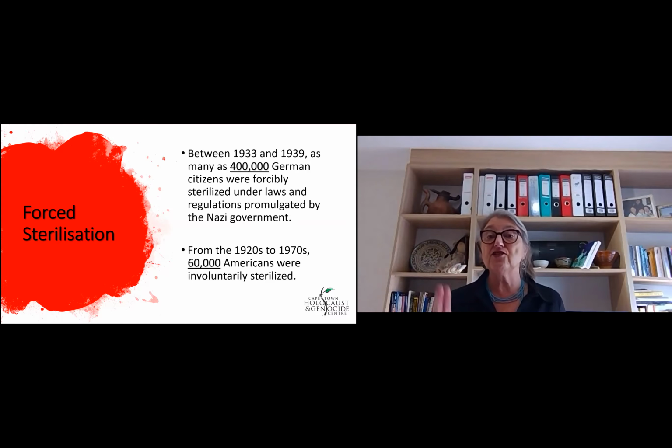Between 1933 and 1939, so a period of 6 years, as many as 400,000 German citizens were forcibly sterilized under laws and regulations that were set by the Nazi government. In 6 years, 400,000 citizens are forced to be sterilized. So you can see what's going on in Nazi Germany at that time.